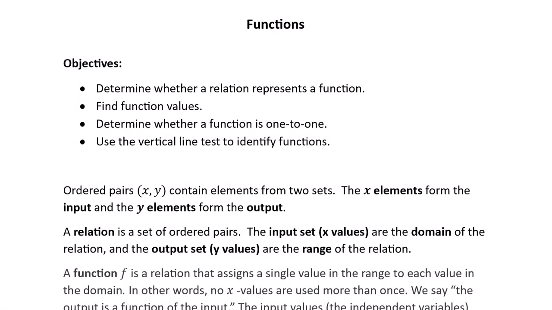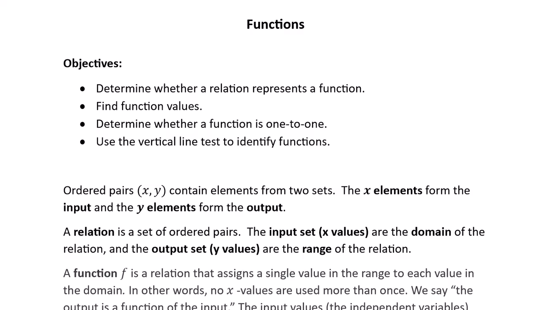Functions. The objectives in our lesson are that we will determine whether a relation represents a function, find function values, determine whether a function is one-to-one, and use the vertical line test to identify functions. An ordered pair contains elements from two sets. The x elements form the input and the y elements form the output. A relation is a set of those ordered pairs. The input set, all of the x values, are the domain of the relation, and the output set, the y values, are the range of the relation.